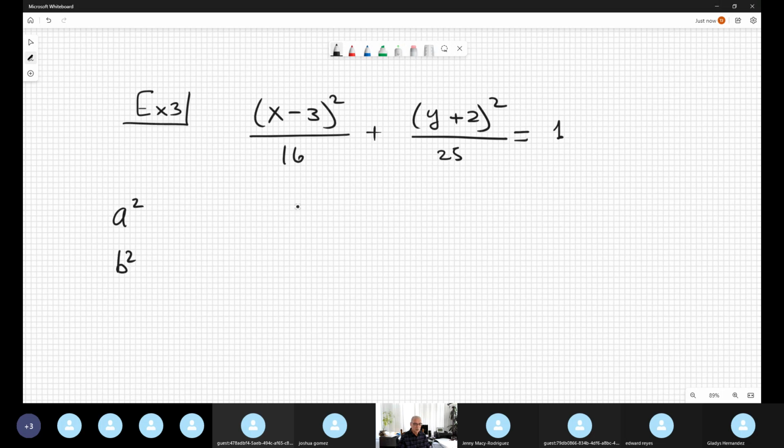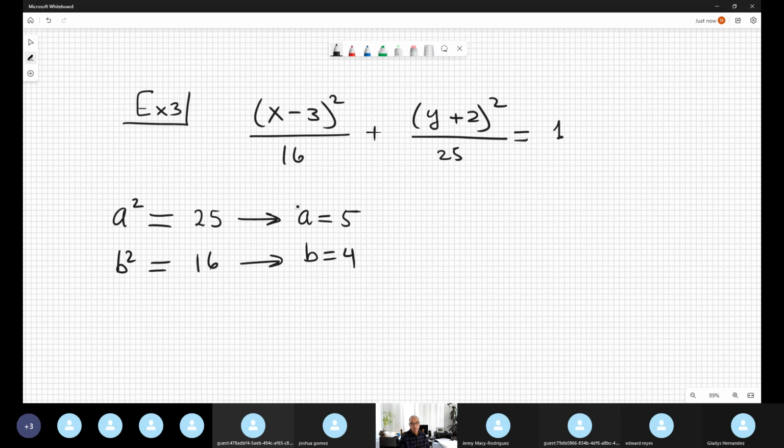Because to find A and B is super easy. Find the square root. That's it. Who is A squared? 25. Always the big number. Of course, B squared is 16. Now, automatically, I determine A is 5 and B is 4.